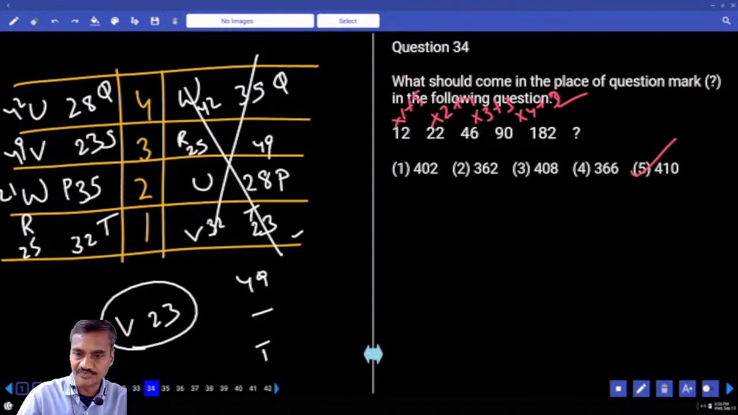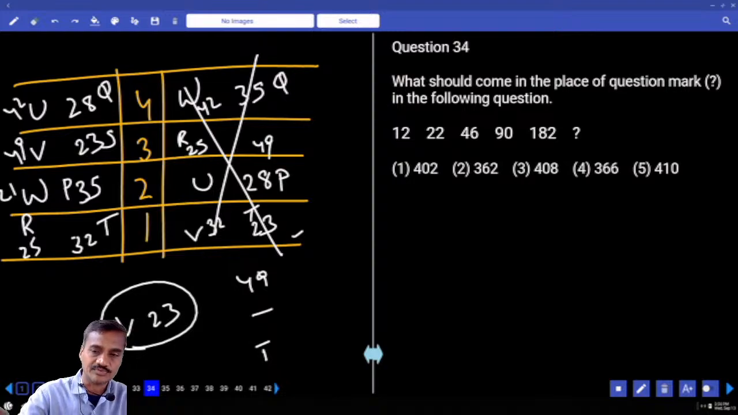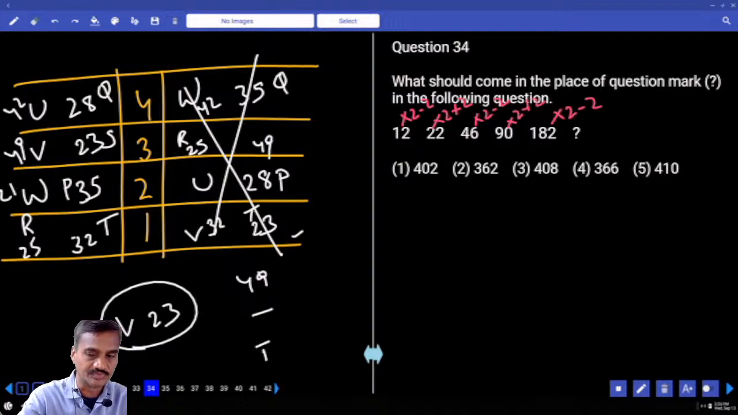The next one 34, 12, 22. 12 into 2 is 24 minus 2. 22 into 2, 44 plus 2. 46 into 2 minus 2. Into 2 plus 2. Now here 182 into 2 minus 2. How much is that? And 2 into 2, 4 minus 2 is 2. Last digit must be 2. Then what is your answer here? 362. Choice 2 for question number 34.